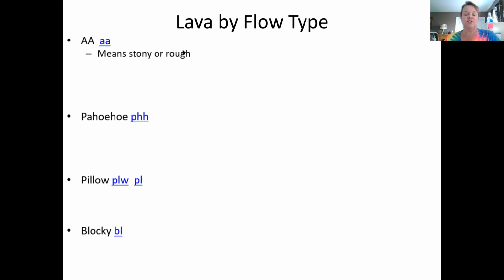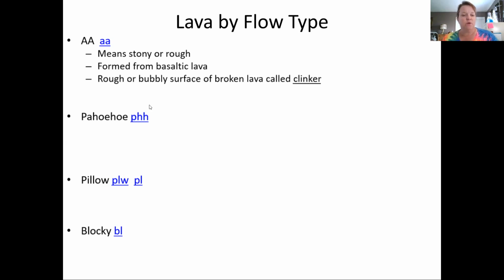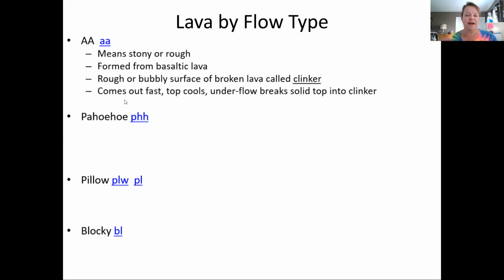So A'a means stony or rough. It's very sharp rock. It's formed from basaltic lava. Now, basaltic lava, if you'll remember, is another name for mafic. And so though it's very low in silica, it's very non-viscous, so it's going to flow pretty rapidly. What happens is a rough or bubbly surface of broken lava called clinker. Now, I'm going to attempt to do a drawing on how this happens, but it comes out very, very fast. It comes out fast because it's not viscous.